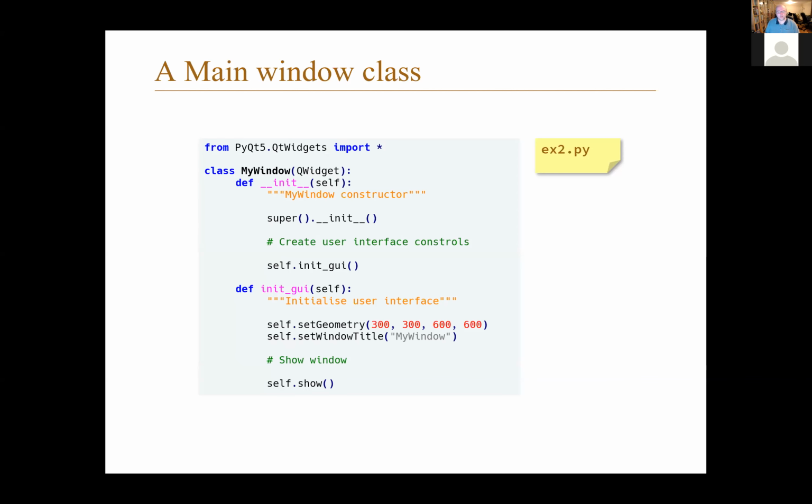So in this case, this is my window. I create my own class here, and I derive that from QWidget. I call the constructor for the QWidget control here. I usually put all my user interface code in a separate routine like this, init GUI, which is here. Here I set all the properties I need for my user interface. In this case, it's very simple. I just have a method for setting the geometry, which is the size of the window, and you set the window title here.